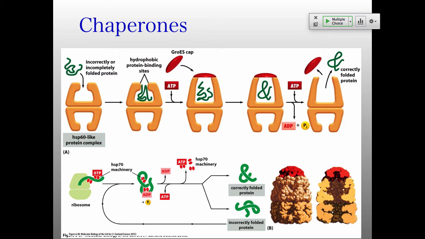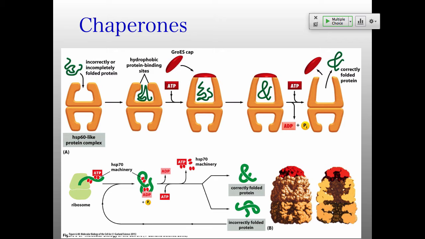So HSP60, this is one of the very first ones to be discovered. Again, it's GROE, and it turns out GROEL and GROES. There are two different proteins that are involved there. One is 60 kilodaltons, and the other one is considerably smaller, i.e. the S that goes with it.